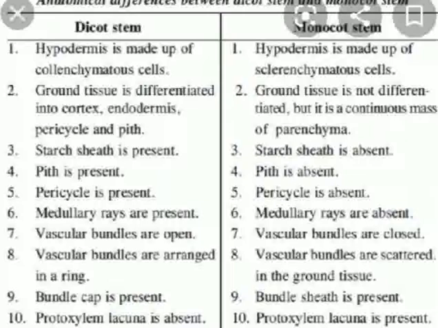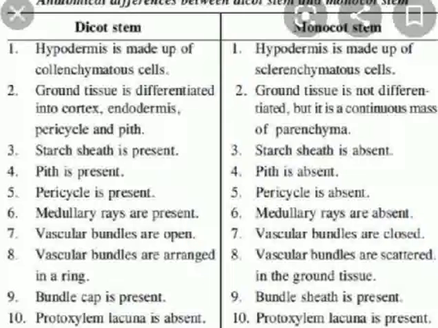In the case of the monocot stem, you see the pith is absent. In dicot, it is present. Pericycle is absent in monocot but present in dicot. No such structure as medullary rays can be distinguished in the monocot stem, but it is present in the dicot stem. Vascular bundles are open because of the presence of the cambial ring, whereas they are closed in monocots.